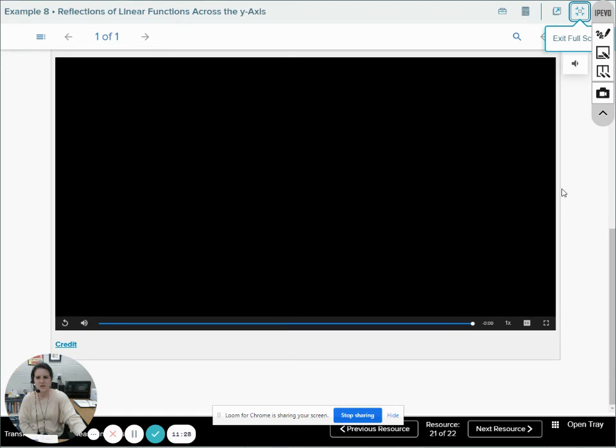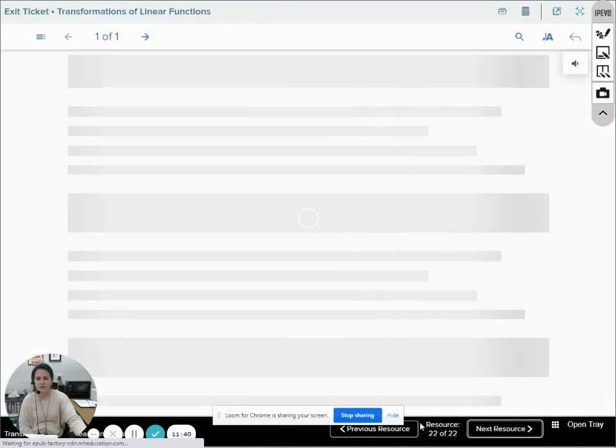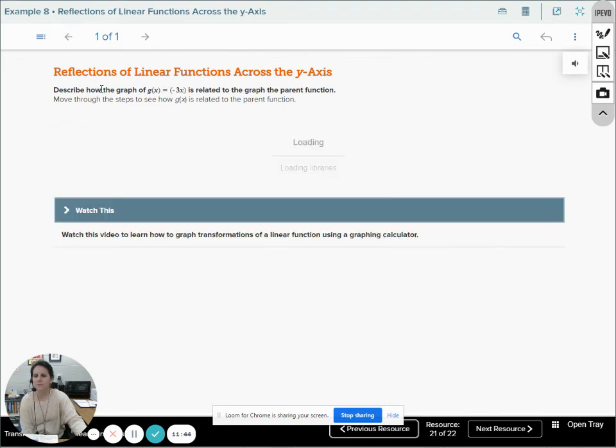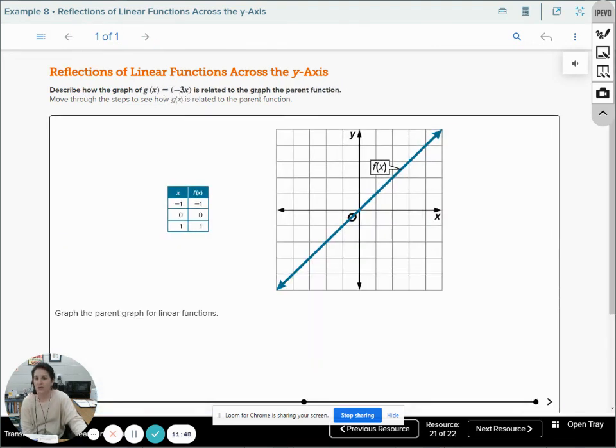That's a nice little video to sum up the different things that happen. If I multiply by a number, it stretches it or compresses it. If I multiply by a negative number, it reflects it. Oops, I went too far. So let's look at this last example here. And we're going to describe how the graph of g of x equals -3x is related to the parent function.